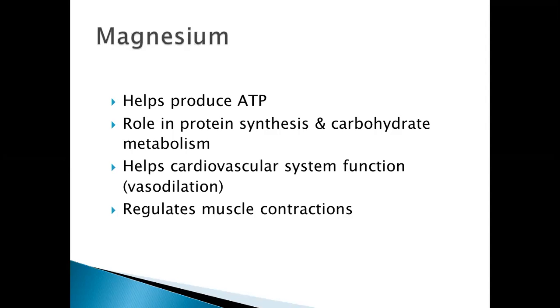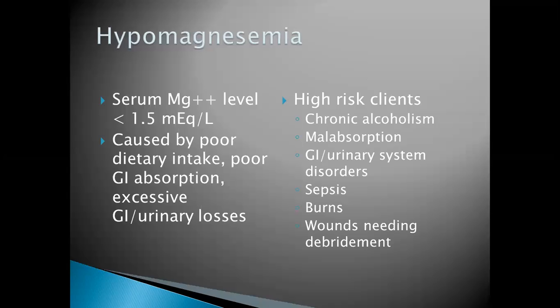Magnesium. So magnesium helps produce ATP. It has a role in protein synthesis and carbohydrate metabolism, and it helps in cardiovascular system function. It regulates muscle contraction. Hypomagnesemia is when magnesium level is less than 1.5 milliequivalent per liter, caused by poor dietary intake, poor GI absorption, excessive GI or renal losses. High risk patients include alcoholics, malabsorption syndrome, GI or urinary disorders, sepsis, burns, and wounds which need debridement.